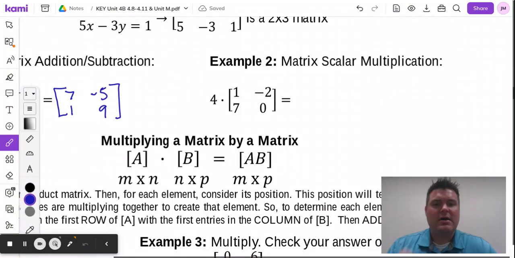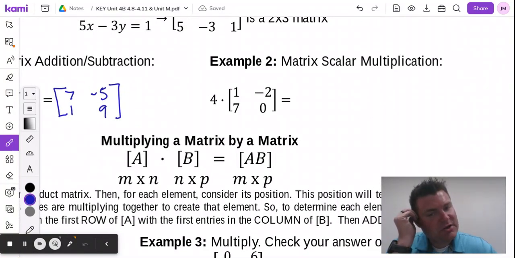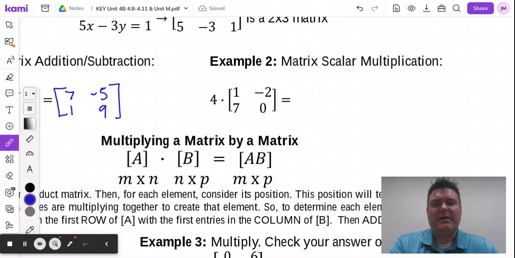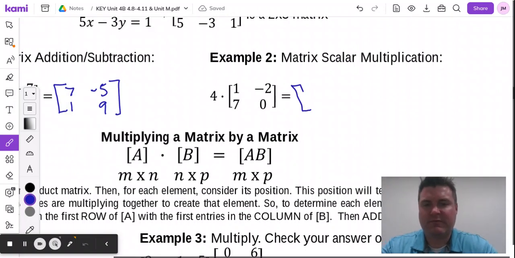Okay. Matrix scalar multiplication. We call it scalar because we're just going to multiply it in front. If you ever see something like this, let's always write everything inside the matrix as our final answer and nothing left on the outside. So if I multiply all these by 4, this is going to give me 4.